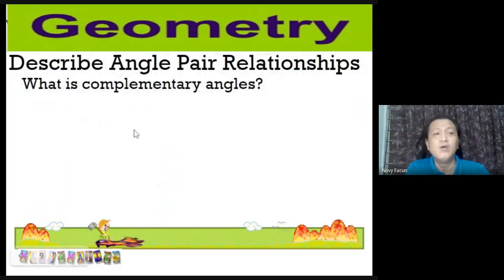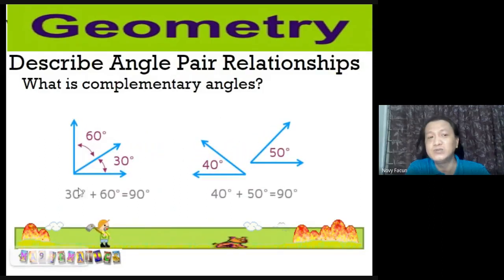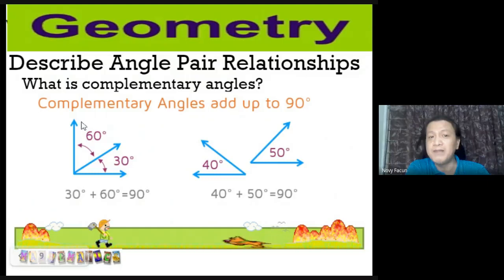Okay, so with that, let's find out what is complementary angle. As you can see, the measure of this angle is 30 plus 60 is equal to 90. Another, we have 40 plus 50 degrees equals 90. So what is complementary angle? Complementary angles add up to 90. Ibig sabihin, pag idinagdag mo yung dalawang angles, the sum is always 90, and we call that complementary.